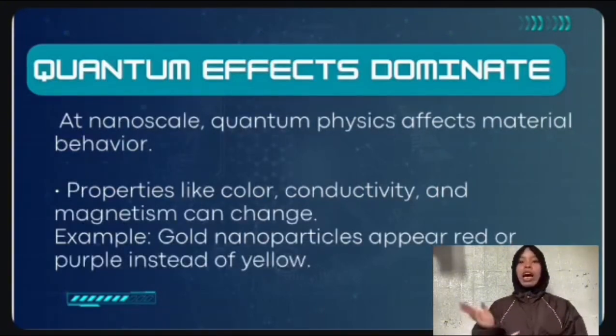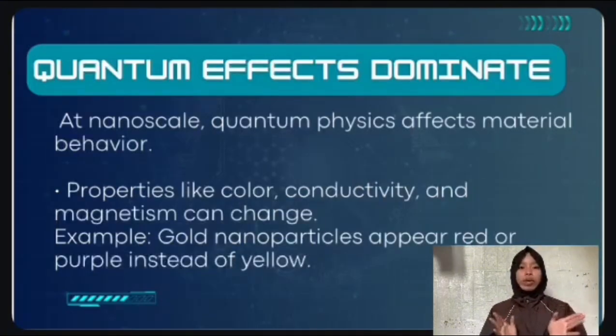A simple example is gold. We usually think of gold as yellow, right? But when gold becomes nano size, it can actually appear red or purple. This happens because the behavior of electrons changes at very small sizes, which affects properties like color, electrical conductivity, and magnetism. So at the nanoscale, materials don't always behave the way we expect.